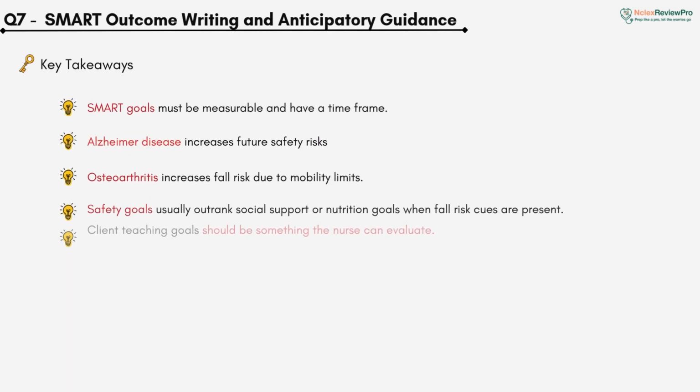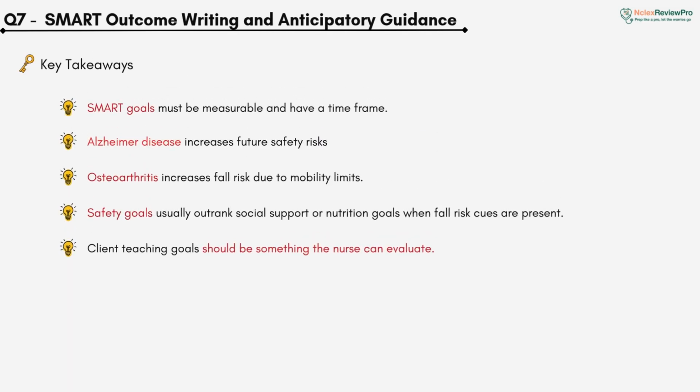The key takeaway is this: SMART goals must be measurable and have a time frame. Alzheimer's disease increases future safety risks, and osteoarthritis increases fall risk because of mobility limits. When fall risk cues are present, safety goals usually outrank social support or nutrition goals. Client teaching goals should also be something the nurse can evaluate, such as whether the client can verbalize 2 home safety changes by the end of the session.